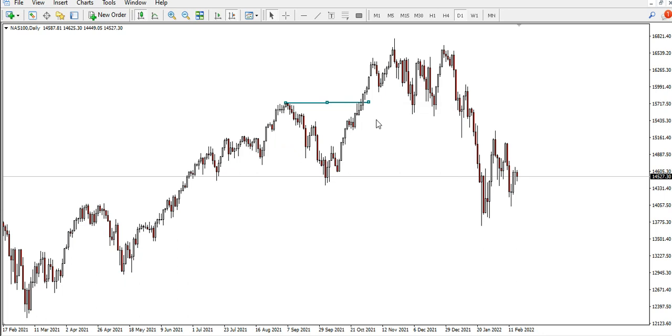Again, we have to check what happened after that. We have an internal structure here. I can see this here as our internal structure. Okay, so this is an internal high. So price is likely to come and mitigate this internal high here.